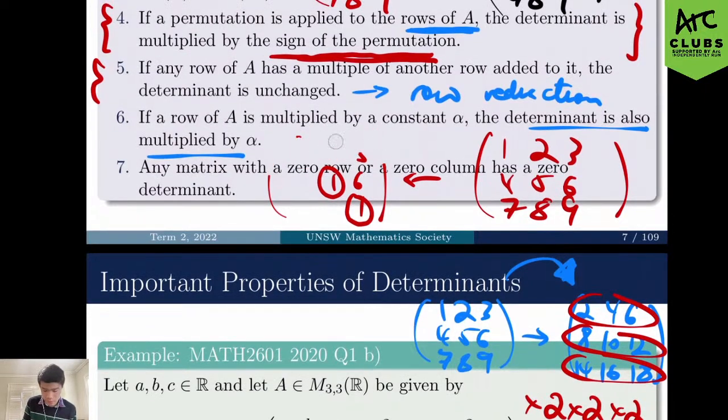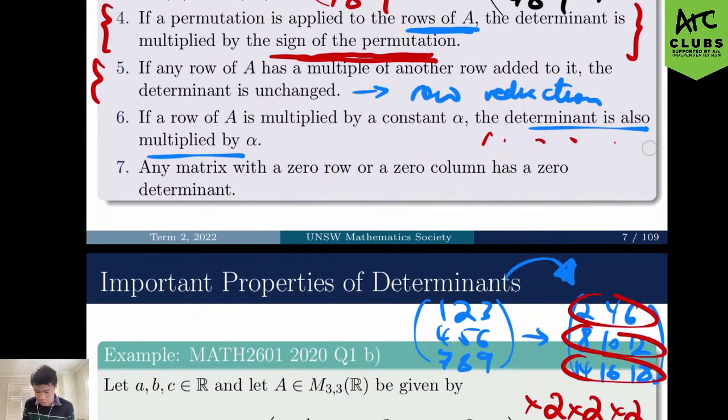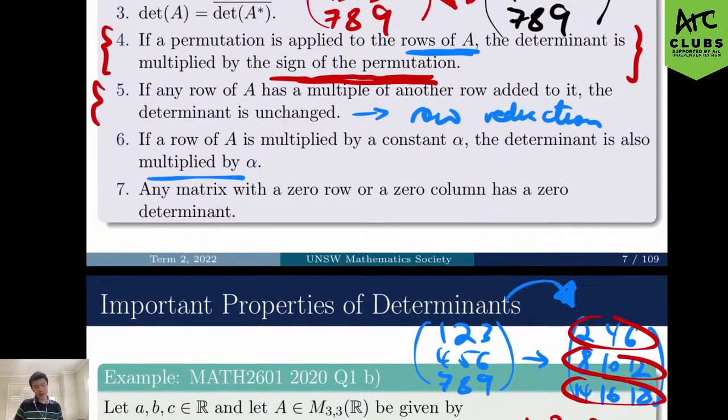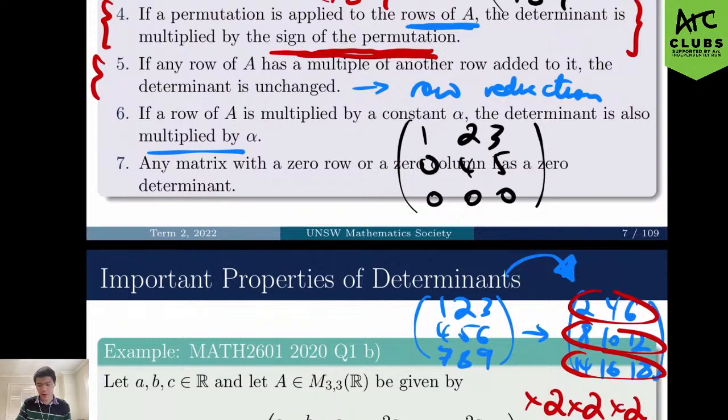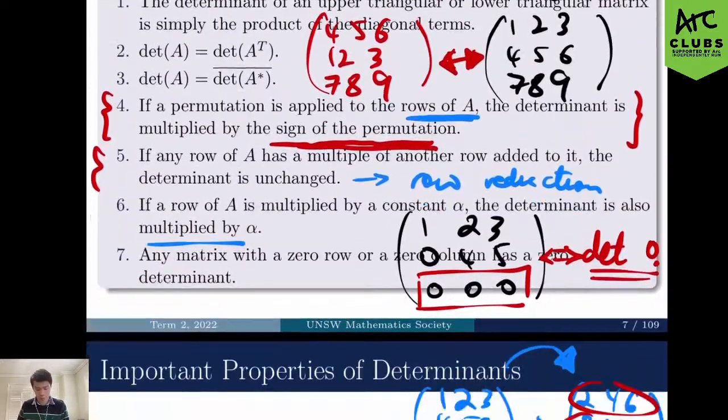And lastly over here, any matrix with a 0 row or a 0 column has a 0 determinant. So if you recall from first year, if you ended up with any matrix with an incomplete row echelon form, so it has a 0 row, then you would have deduced that its determinant is equal to 0. And that's just formalizing what we did in first year.